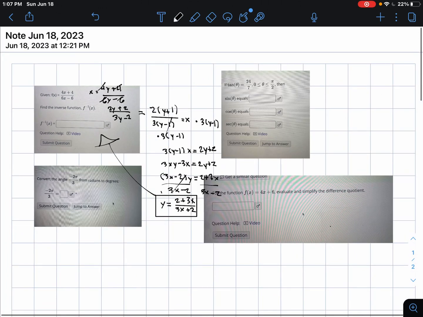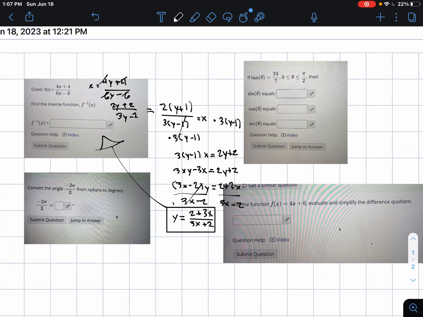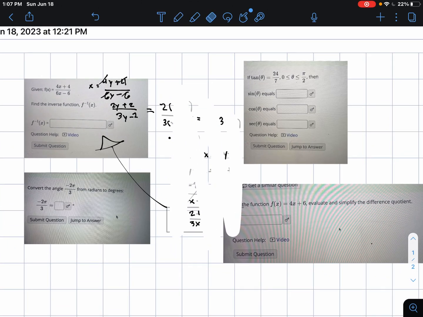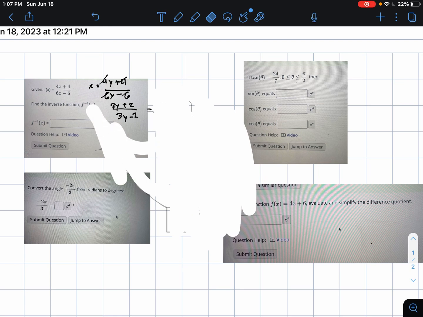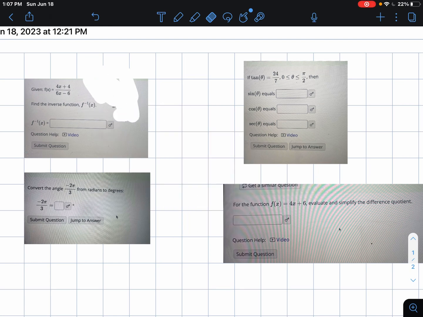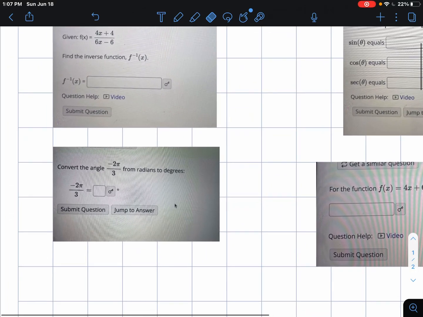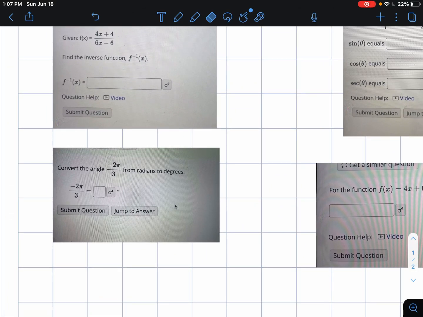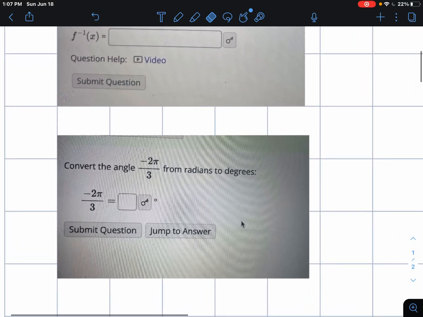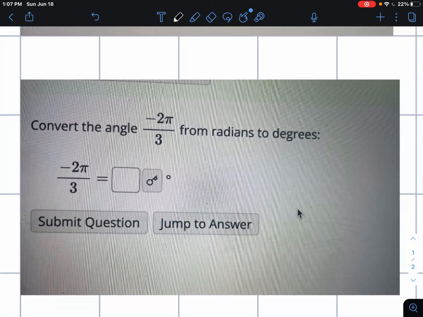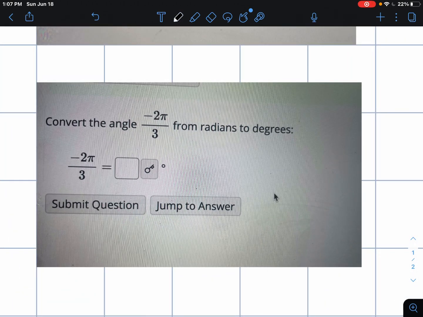Okay, so I have more room. I'm going to go ahead and erase all of this. Okay, our second question: convert the angle negative 2 pi over 3 from radians to degrees.